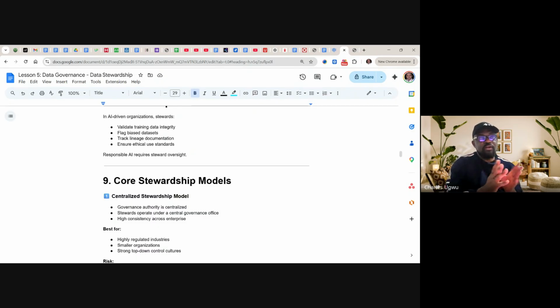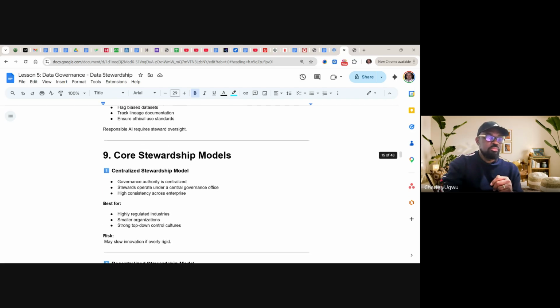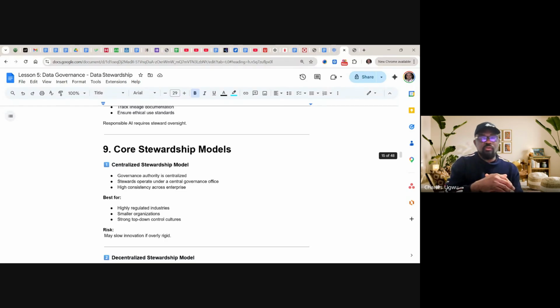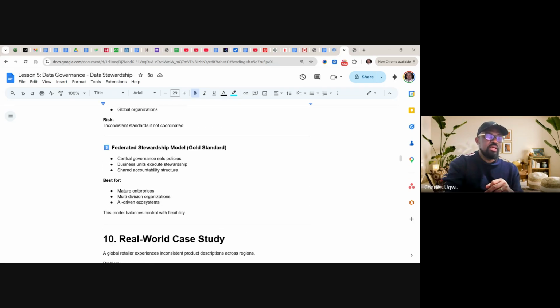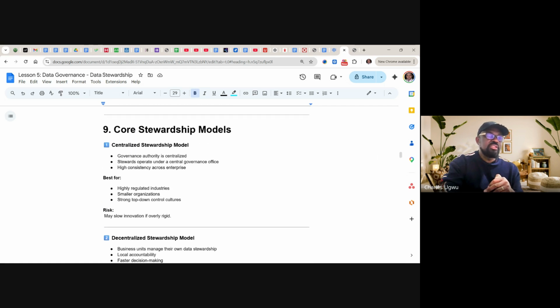Once there is a framework, the framework then helps us to build a model. The kind of organization and the kind of data we are managing or securing will determine the kind of model we are going to use. So we have three types of models here. We have the centralized data model. Centralized. I'm going to highlight it because this data model is important.